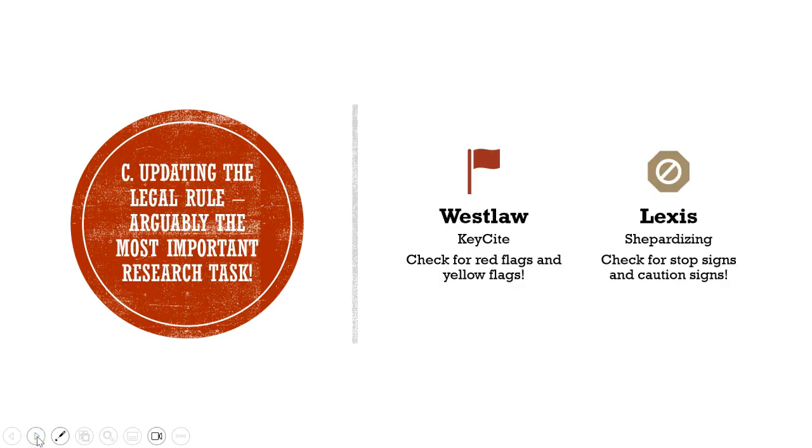Also extremely important with this process is checking and updating the legal rule. Now, Westlaw uses KeyCite. That's what we use at our school for checking the updating of a legal rule. Lexis is used at other schools. KeyCite will give us red flags and yellow flags, so we want to look for red flags and yellow flags when we're doing our research in Westlaw.